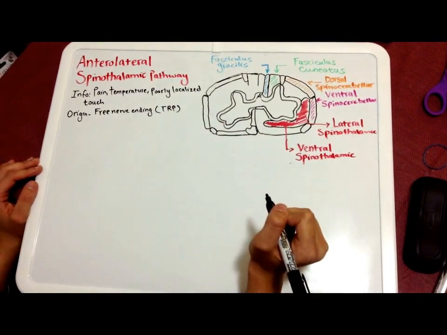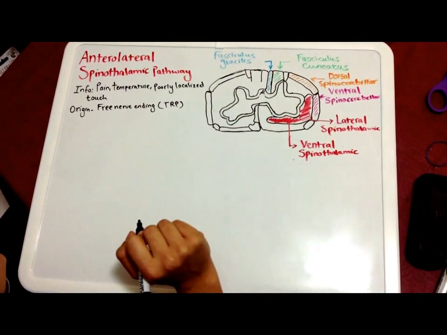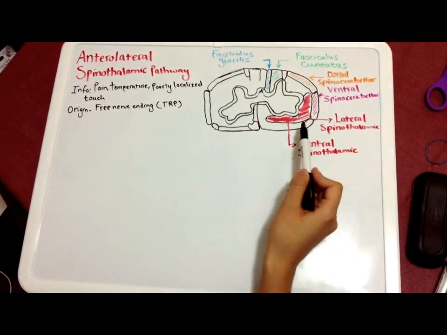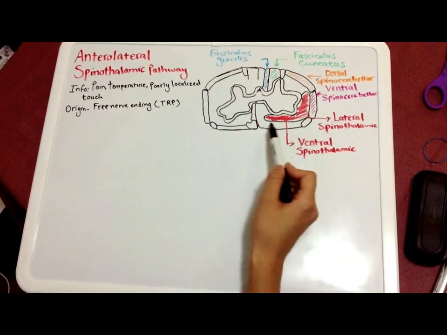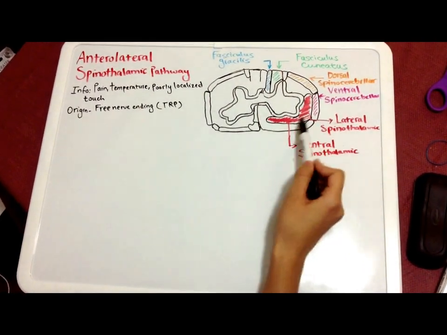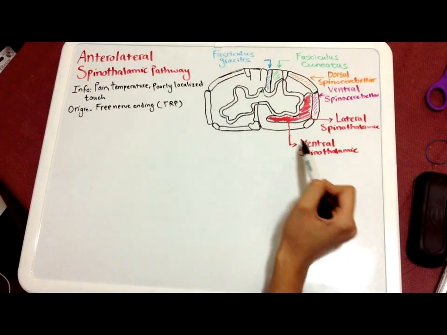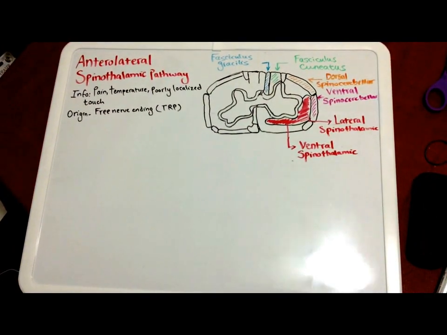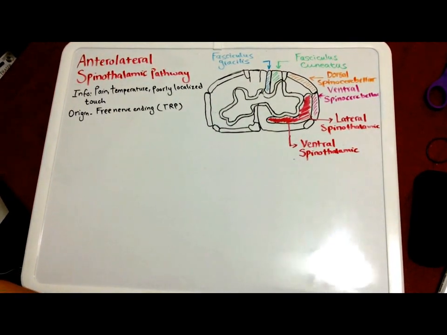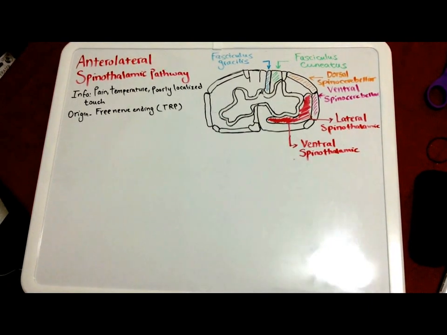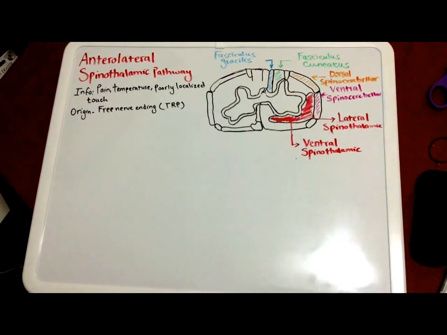Okay, so now we're going to talk about the anterolateral spinothalamic pathway. The pathway goes through the white commissures of the spinal cord, and I have the picture that I drew over here. Lateral spinothalamic is right here, the red area, and the ventral spinothalamic is this area. The information that goes through this tract is pain, temperature, and poorly localized touch. And the origin is going to be free nerve endings, specifically TRP channels.